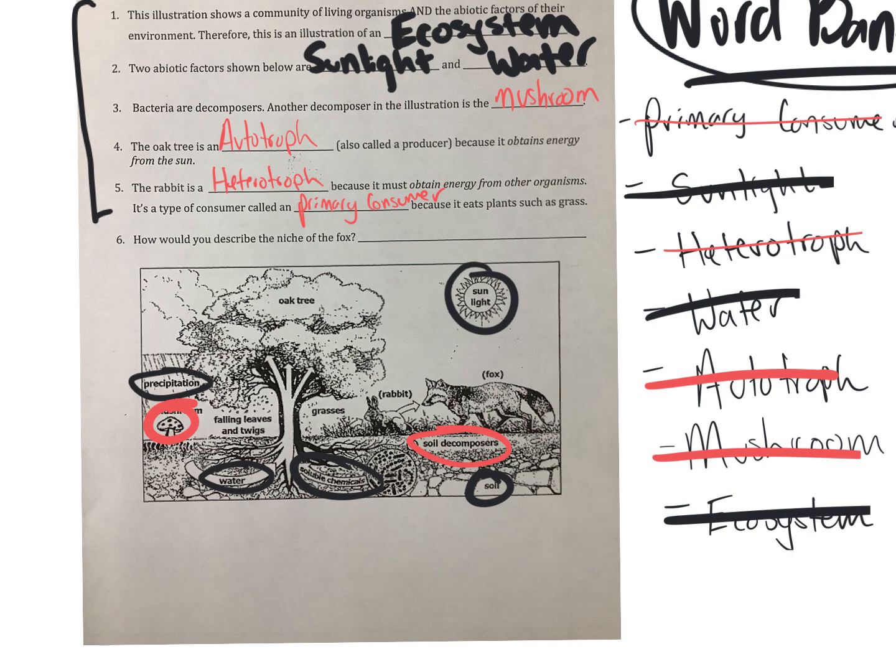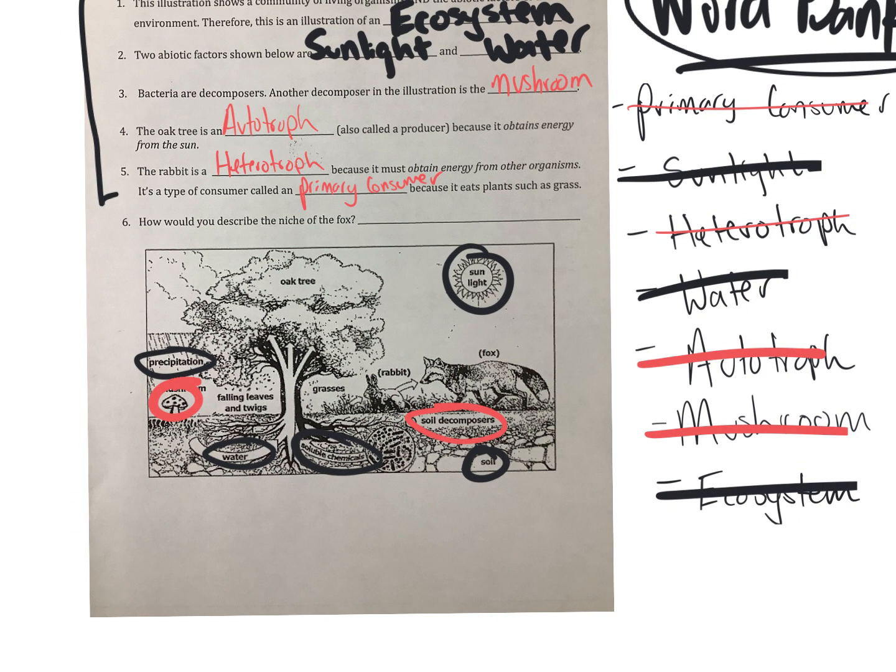And number 6, this is the one we didn't have a word bank for. It says, how would you describe the niche of the fox? These arrows here, like this one here and this one here, are showing the direction of energy flow and who's eating who. In the case of the rabbit and grasses, the grass is eaten by the rabbit, so the arrow is going towards the rabbit because that's where the energy is going. And then right next to the rabbit, we have the fox, and the arrow is pointing towards the fox because the fox is getting the energy from the rabbit by eating it.